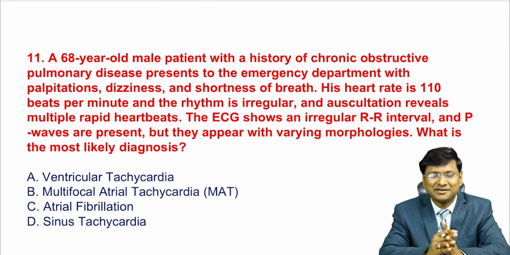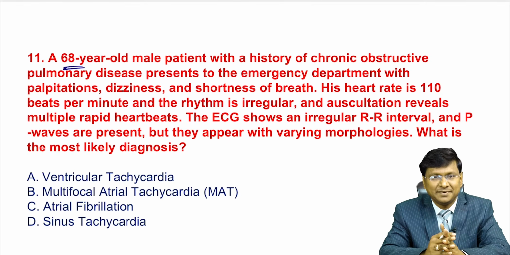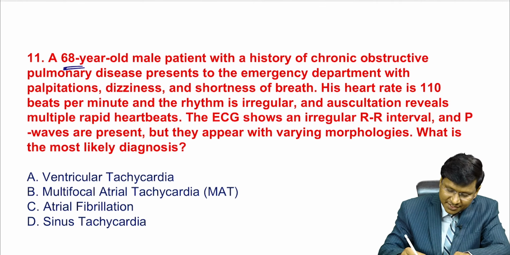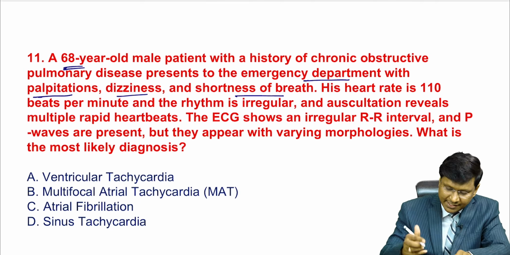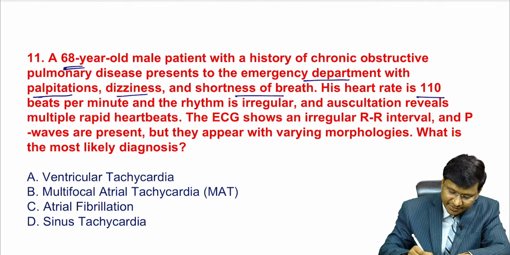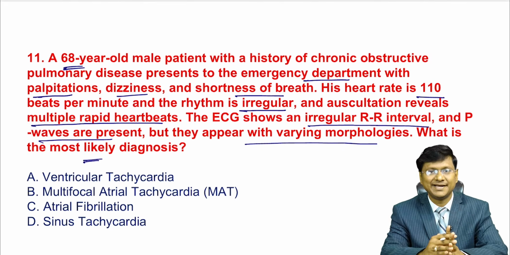A few more important clinical-based questions in cardiology are the following. We have a 68-year-old male patient with a history of chronic obstructive pulmonary disease. He presents to the emergency department with palpitations, dizziness, and shortness of breath. His heart rate is 110 beats per minute and the rhythm is irregular. Auscultation reveals multiple rapid heartbeats. The ECG shows irregular RR intervals and P waves are present, but they appear with varying morphology. What is the most likely diagnosis?